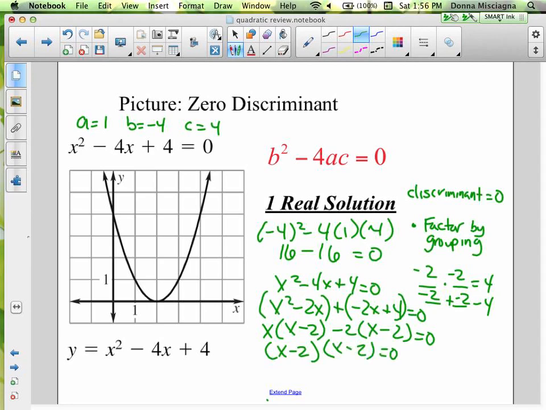You see, we have the same solution. We have x minus 2 equals 0. Well, x minus 2 equal to 0, x is going to equal 2 twice. So this is a repeated solution. We only have one x-intercept because we have the same solution twice.